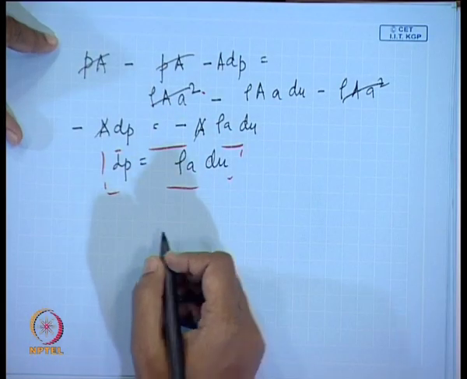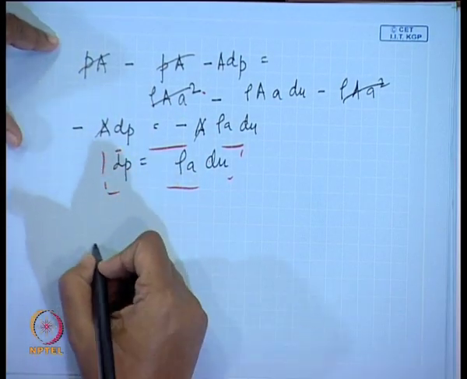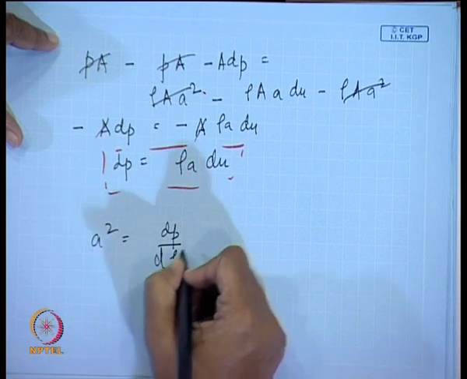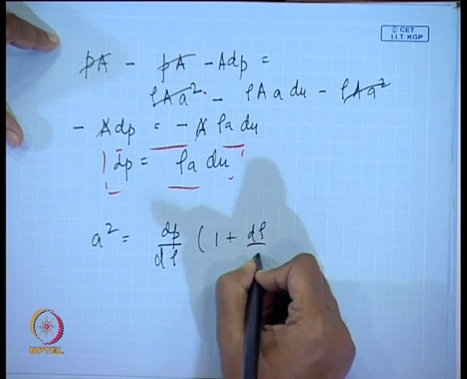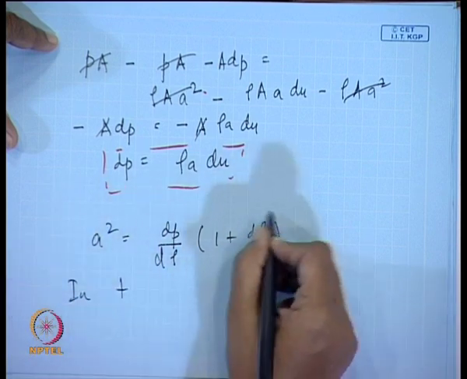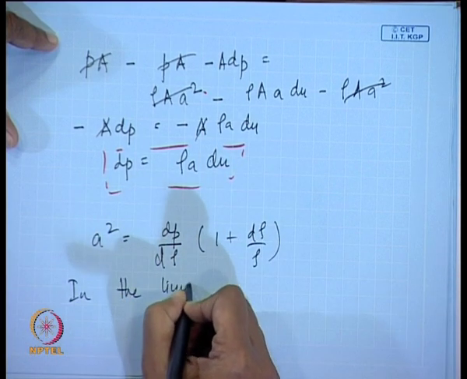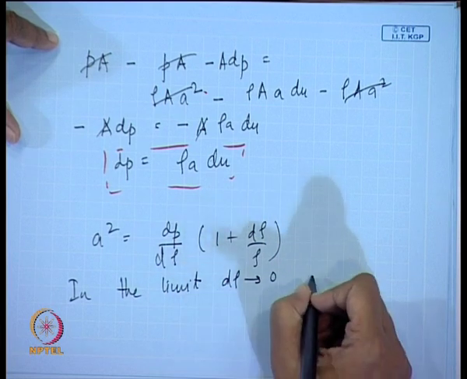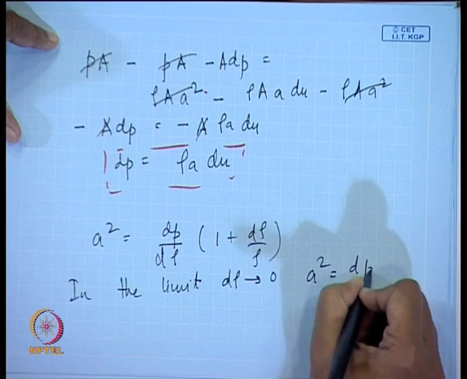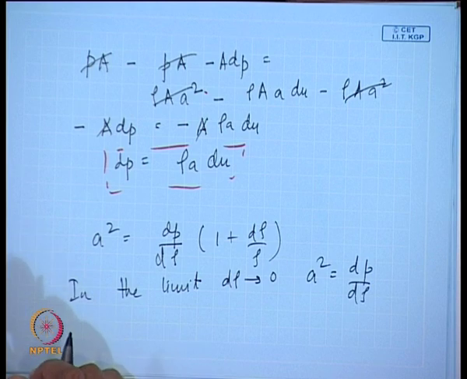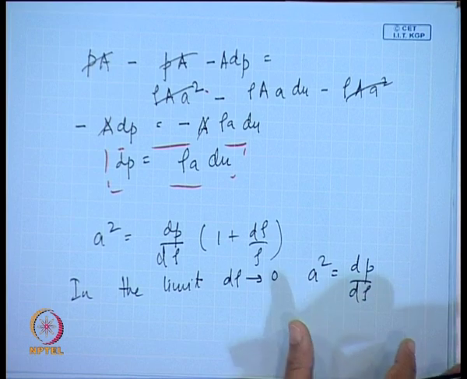We get A square equals dP d rho times (1 plus d rho by rho). Okay? You can cancel out this term in the very beginning, or you can do it at this stage as well. In the limit d rho tends to 0, what do we get? A square is nothing but equal to dP d rho. Agreed? You are already probably familiar with this expression, although I do not know whether you had known the derivation earlier or not.